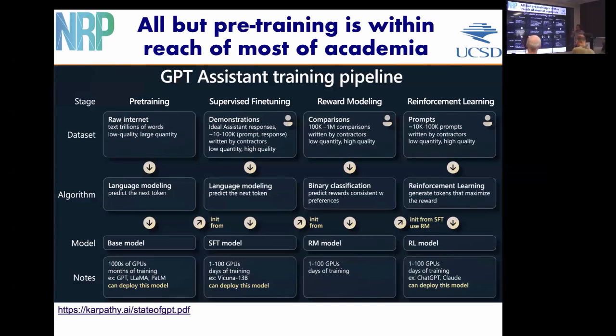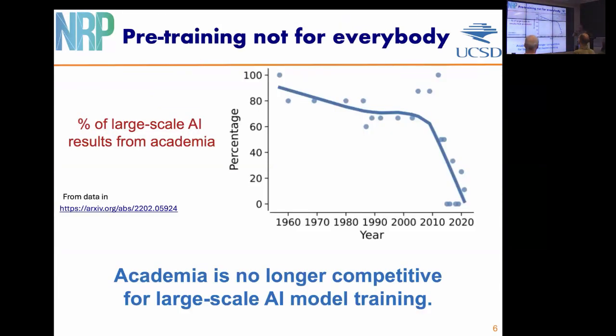Now, the first statement is, and I stole this from Ian Foster, that all but pre-training is within reach. Oops, I had a slide in the wrong order. The first statement is pre-training is not for everybody anymore. And so what you're seeing here as a slide is x-axis is time, and y-axis is the percentage of the large-scale AI results that come from academia.